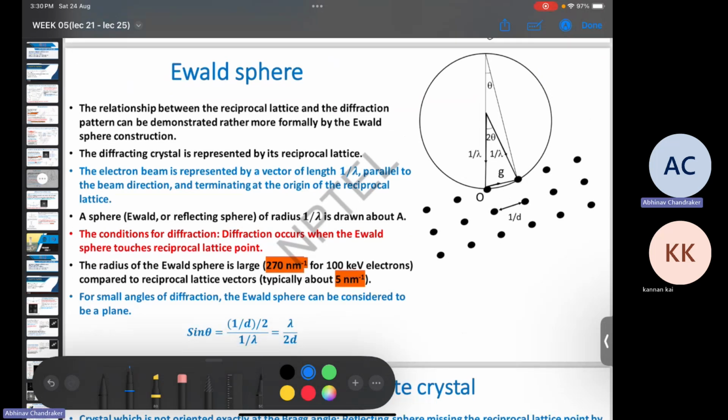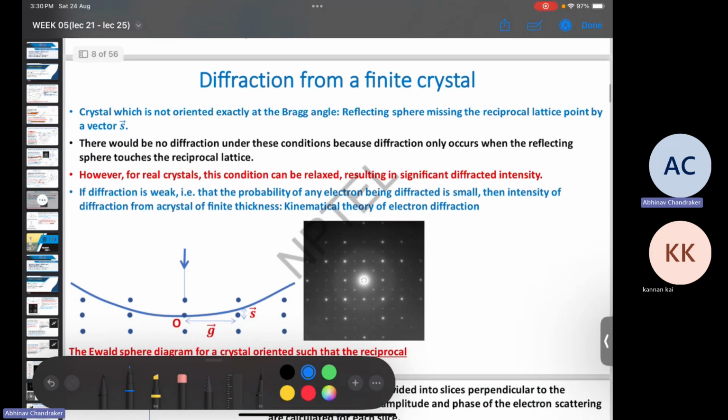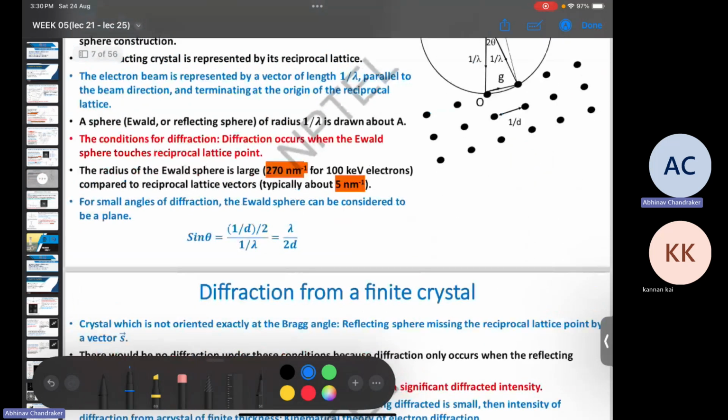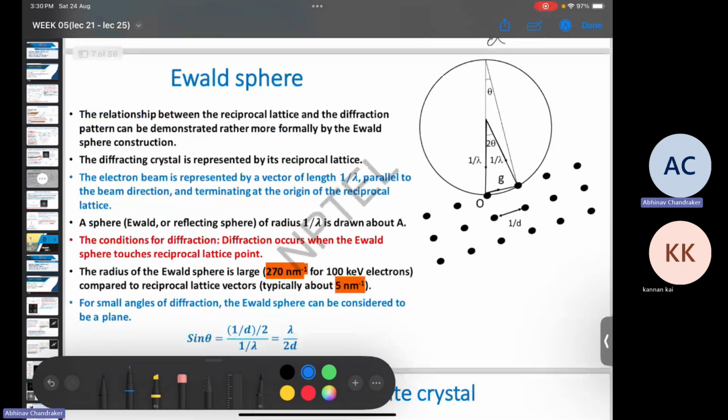Also, if you have understood this part of it, all these basic building blocks of reciprocal lattice and camera constant, then understanding the rest of the material, which is concerned with indexing of the diffraction pattern and then finding the composition or the structure of the material, will be much easier if you have understood all this. Now let's come to another concept which is the Ewald sphere.